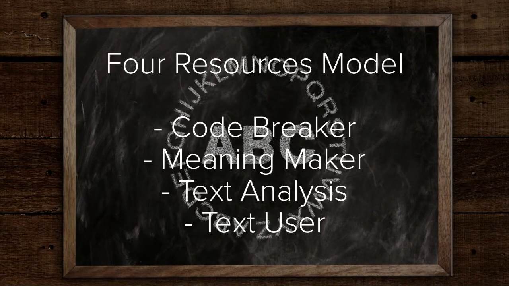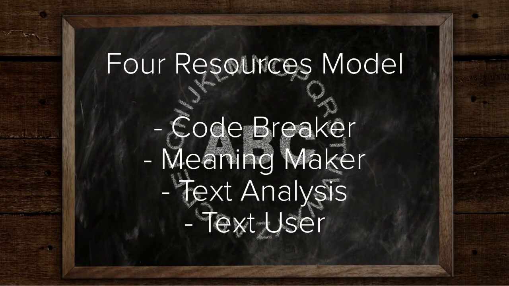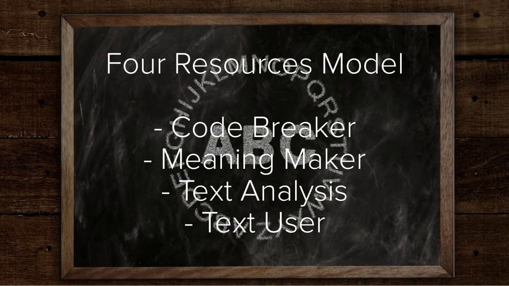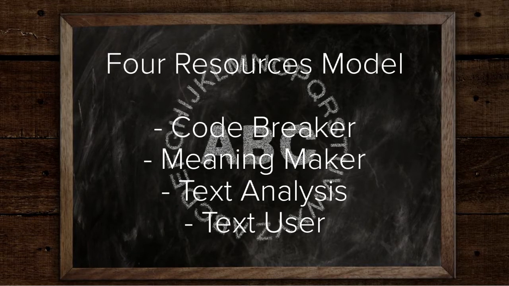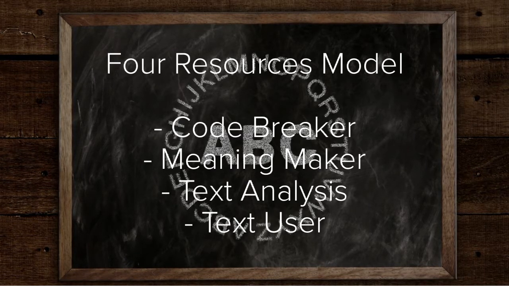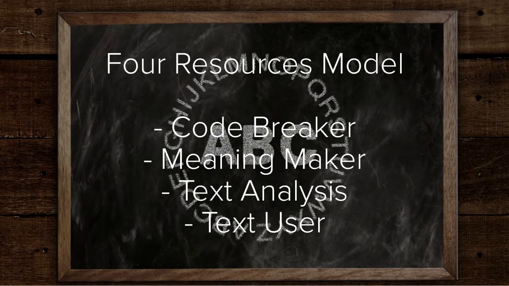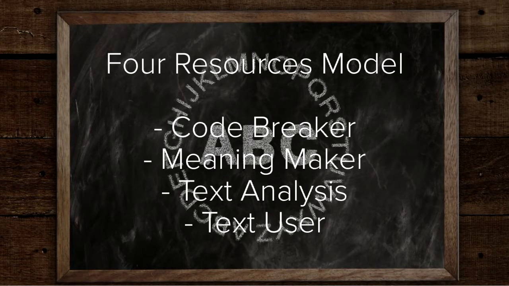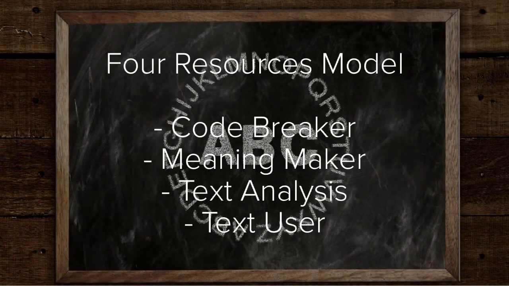The 4 resources model was created by Alan Luke and Peter Freebody in 1990 and was revised in later years to make sure it aligned to the new era of communications and ICT. It has 4 roles: codebreaker, meaning maker, text analysis, and text user.